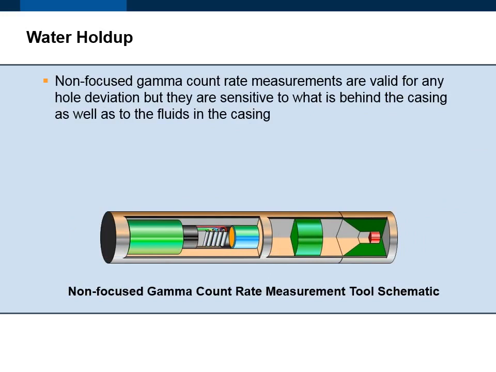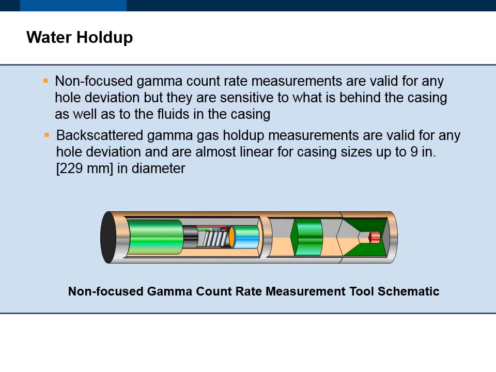Non-focused gamma count rate measurements are valid for any hole deviation, but they are sensitive to what is behind the casing as well as to the fluids in the casing. Backscattered gamma gas holdup measurements are valid for any hole deviation and are almost linear for casing sizes up to 9 inches in diameter.